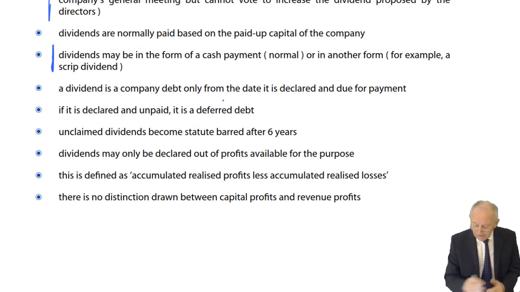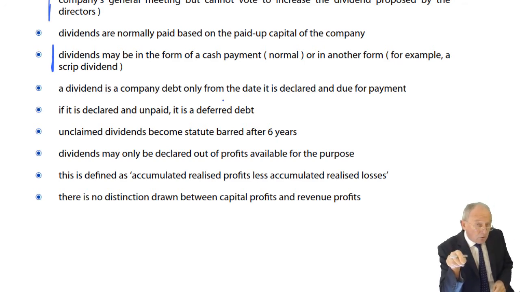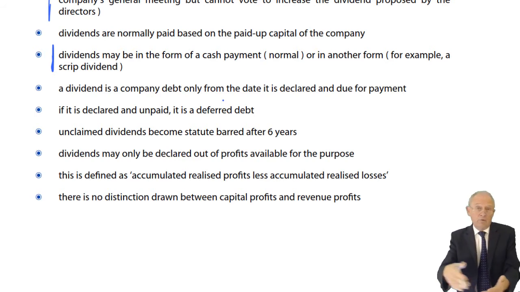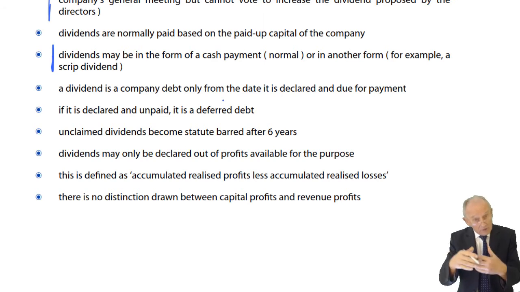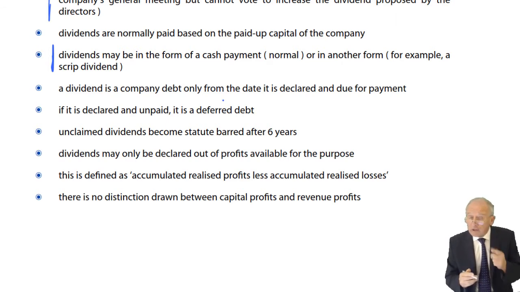A dividend is a company debt from the date it's declared, not from the date it's proposed by the directors. That goes into the financial statements, the annual accounts. They go to the members. We have the annual general meeting, and the members then approve and therefore declare the dividend. And that's the time it becomes a liability for the company. It's not a liability until after the members have approved it.